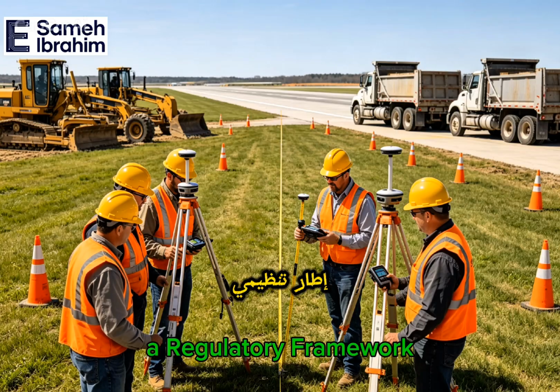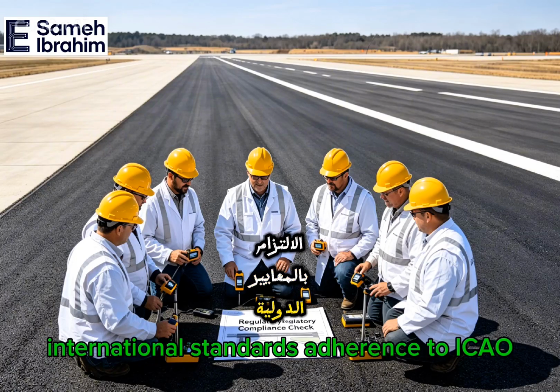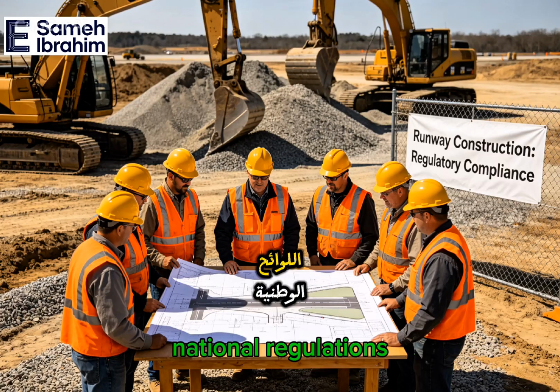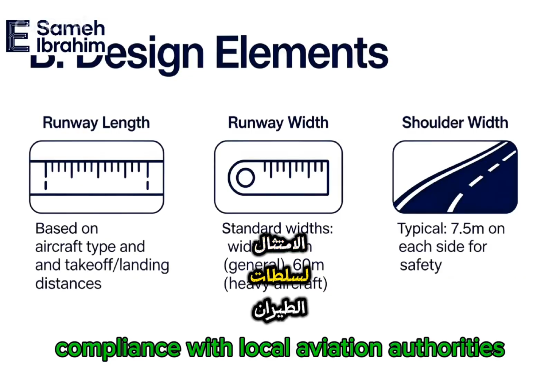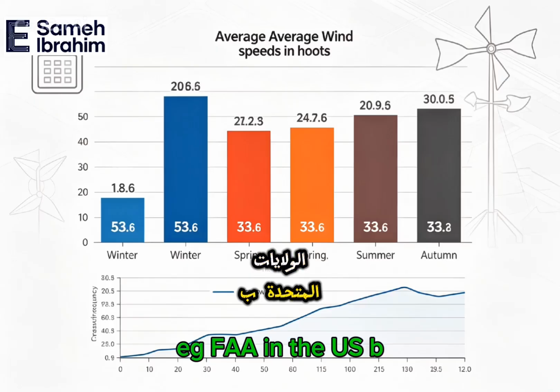A. Regulatory framework. International standards: adherence to ICAO, International Civil Aviation Organization, guidelines. National regulations: compliance with local aviation authorities, e.g., FAA in the U.S.